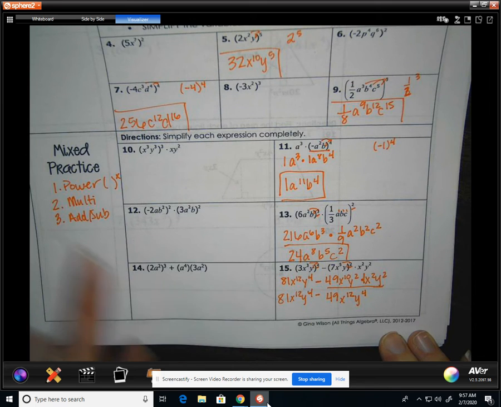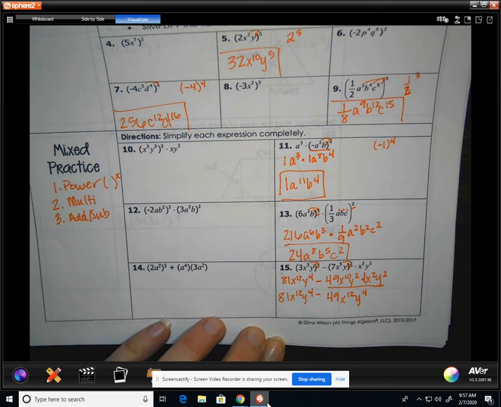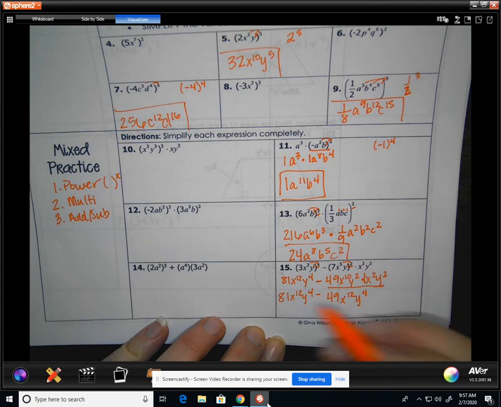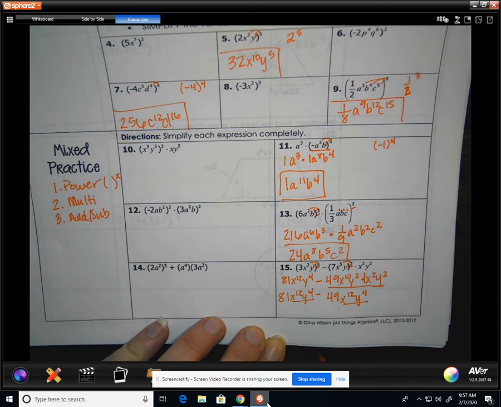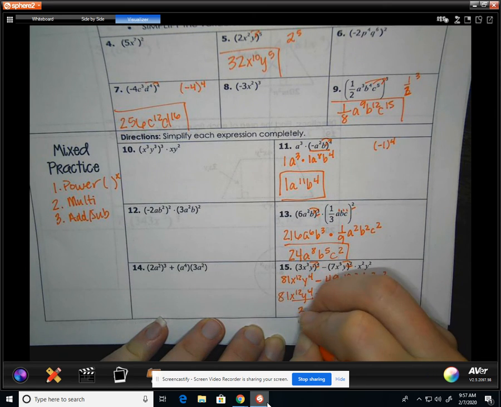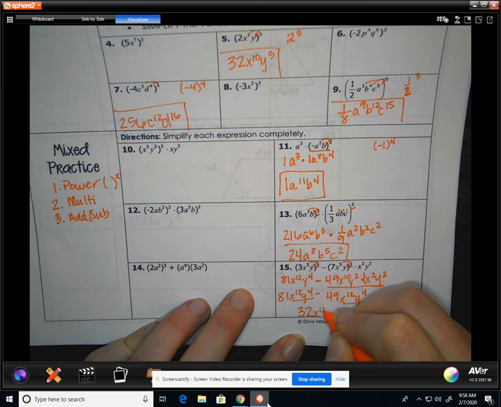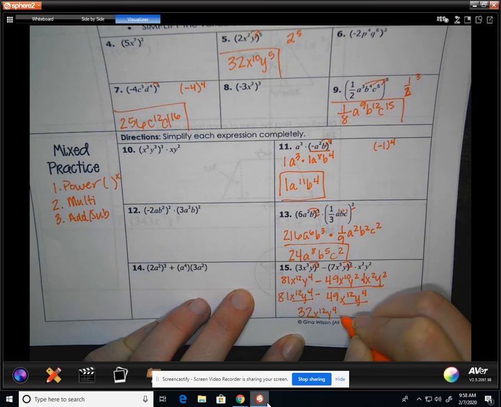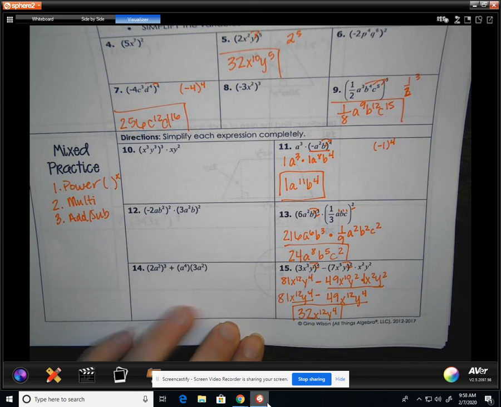The last step would be to add or subtract, and I have subtraction. So what I have to do for this problem is if my exponents are the exact same, so x12, y4, x12, y4, yes they are, you subtract the coefficients. So we're going to do 81 minus 49, and 81 minus 49 is 32, and then you do not change your variables and your exponents. So 32, x to the 12th, y to the 4th.